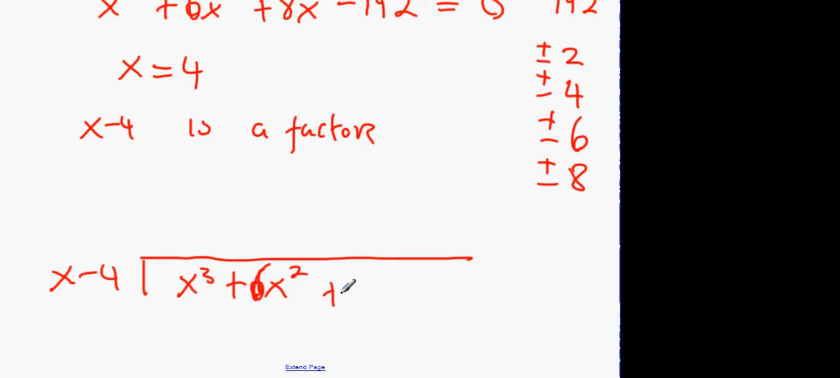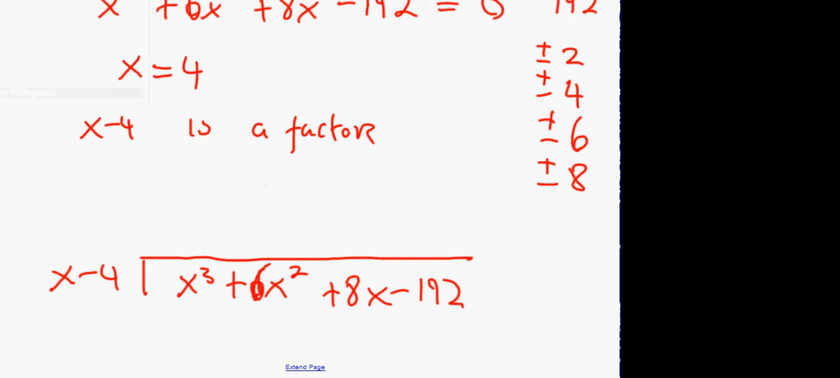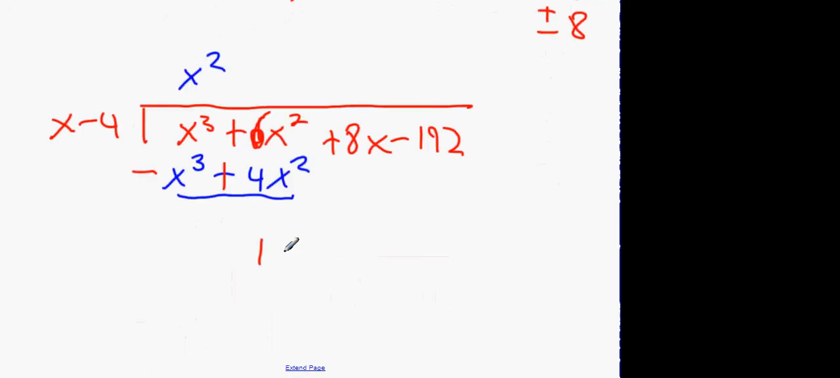Simon, you have a question? Yeah. So what we're going to do is divide it in, and we're going to get x squared. So it's going to be x cubed minus 4x squared. And then we're going to take them away, so it's minus and a plus. We're going to get 10x squared. And then bring down the 8x. And when we do this, we're going to get a plus 10x. And then 10 gets multiplied by it: 10x squared minus 40x.